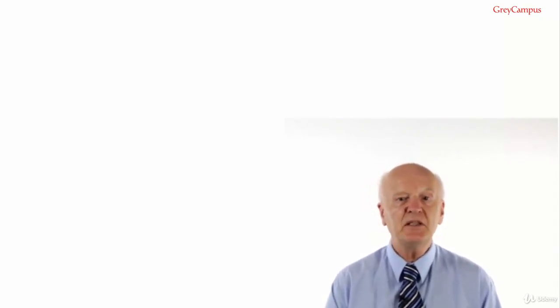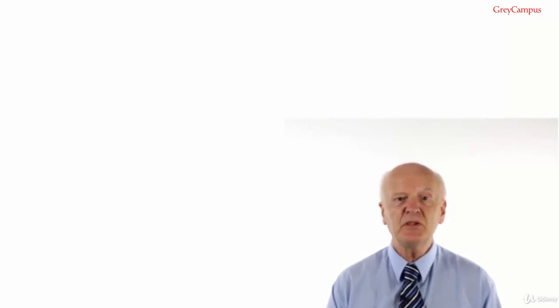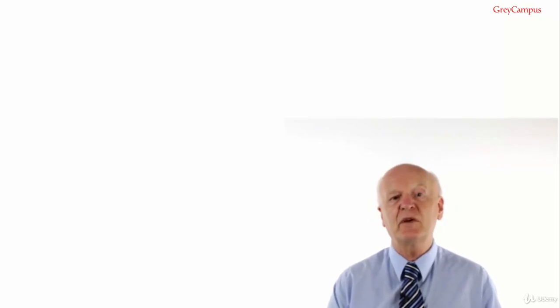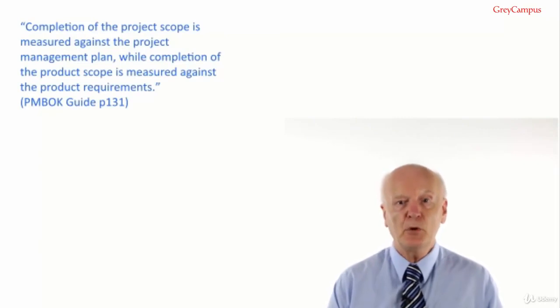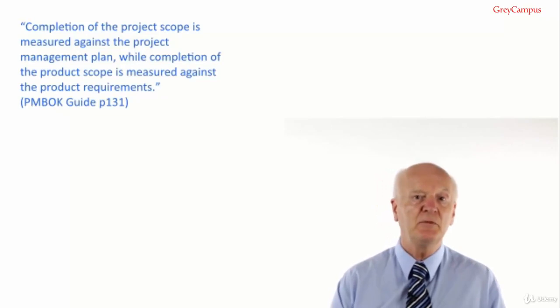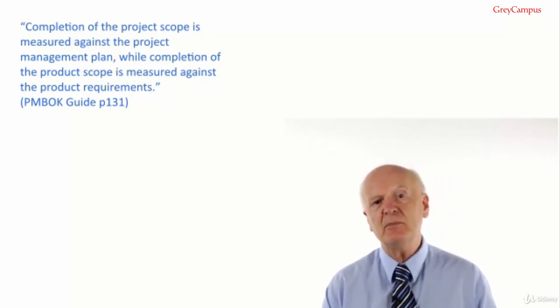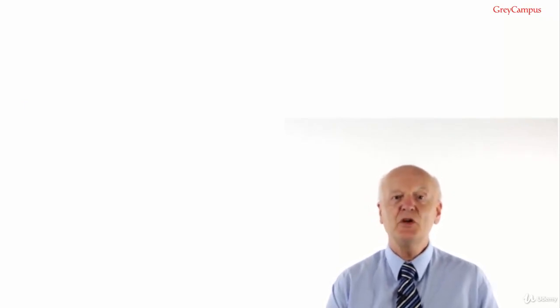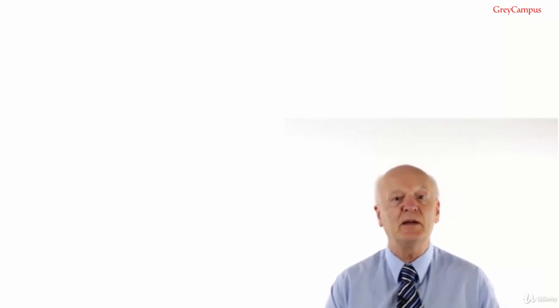Examination tip. Completion is a concept that is frequently tested in the exam. It's important to know that completion of the project scope is measured against the project management plan, whilst completion of the product scope is measured against the product requirements, and that's in PMBOK Guide page 131. And the product requirements, as we've seen, are recorded in the scope statement. There is a huge misunderstanding about this area, and I explain it more fully in the video on scope validation.